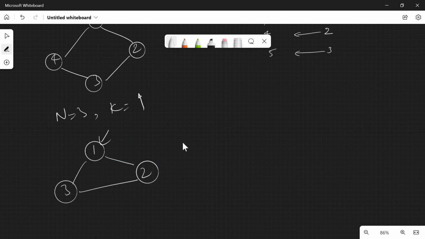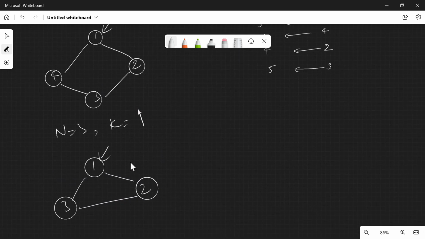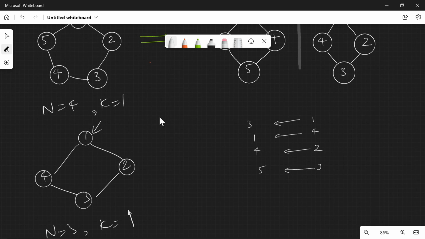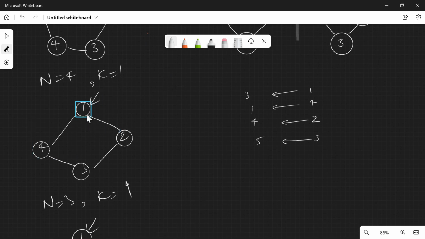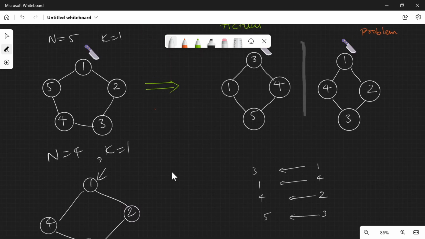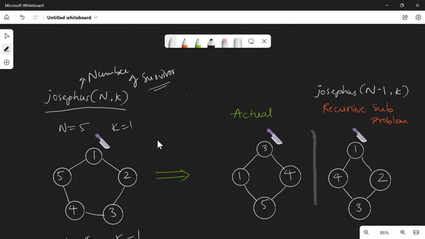So the knife will be with 1 every time. The nature of the Josephus function is that it finds a solution for only these kinds of problems, when the knife is with 1 and the numbers are in order. Josephus can find a solution for only these problems. Let's assume that.